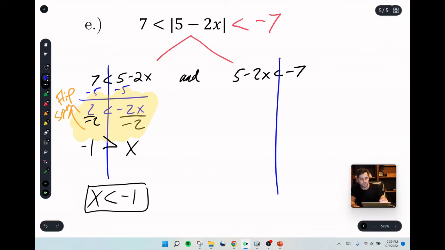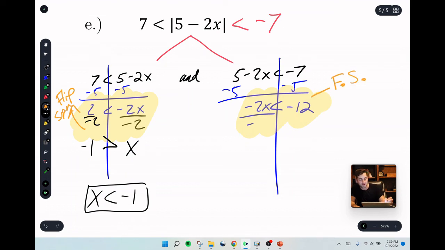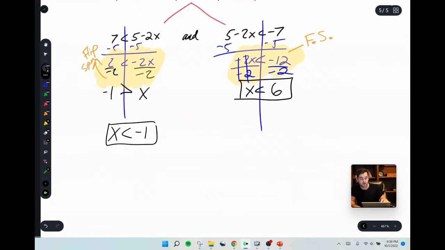I bet we do another flip sign. Minus 5, minus 5. Looks like we're going to do another one. Negative 2x is less than negative 12. We're dividing by, oh, I'm not even finishing it. I'm highlighting because I do not want to forget to flip sign. All right, let's keep going. When you divide by a negative, it turns into a positive, right? That's the whole point of dividing by the same thing, so it turns into 1. So we've got x is less than 6 as our other solution.